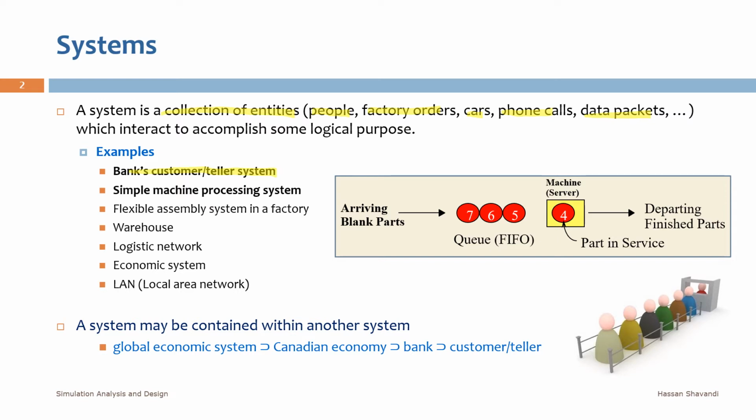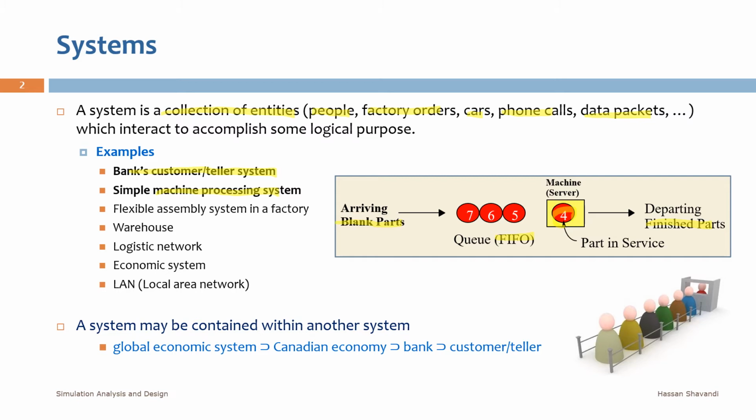Or a simple machine processing system, like in this diagram, you see the blank parts. So this is one of the entities in the system. The parts will arrive at the system. They will be in a queue or line based on the logic of first in, first out, and then the machine will process the parts, and then the finished parts, I mean the processed parts, will depart the system. So this is a simple machine processing system.